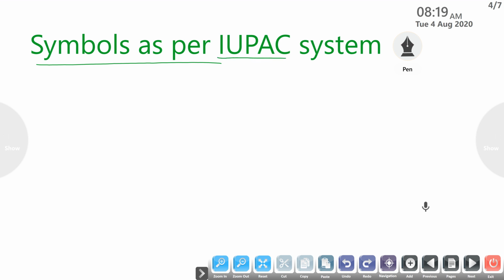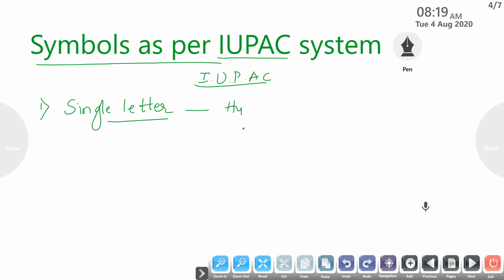That means, what is the IUPAC system? Here IUPAC means International Union of Pure and Applied Chemistry. On the basis of this, we are naming the symbols of the elements. There are some different kinds. The first one, the single letter. We are using a single letter as the symbol for the element. For example, hydrogen.